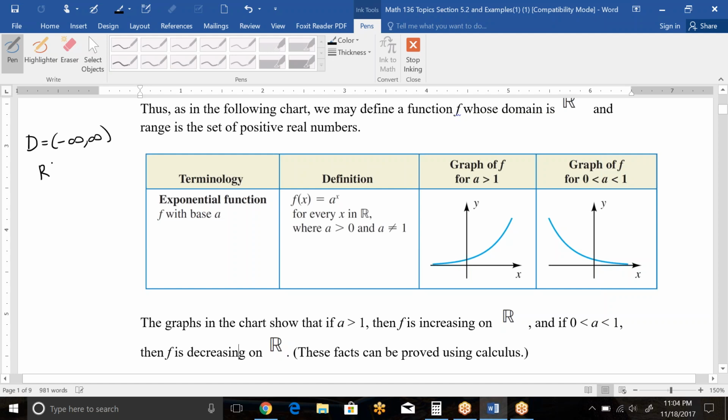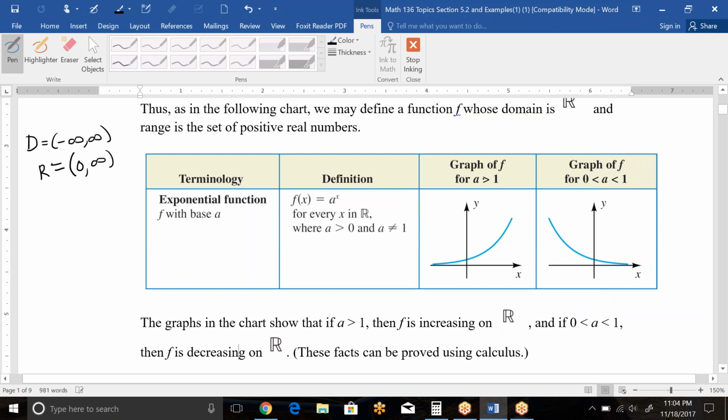The range we're going to find out is, if you look at this picture, if you plug something in, even if it's a negative exponent, it's just going to flip the fraction upside down. So it's not actually going to make the number negative, it just flips the fraction. So notice we never cross below this 0. So our range is 0 to positive infinity.